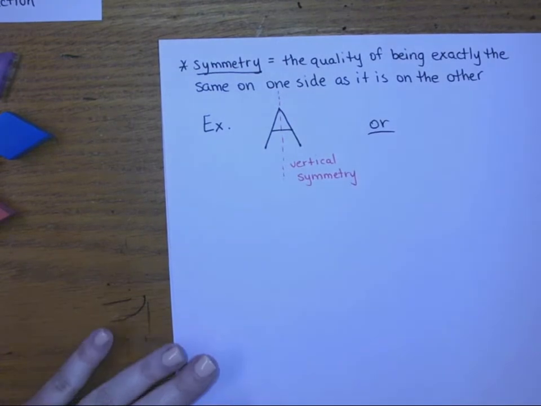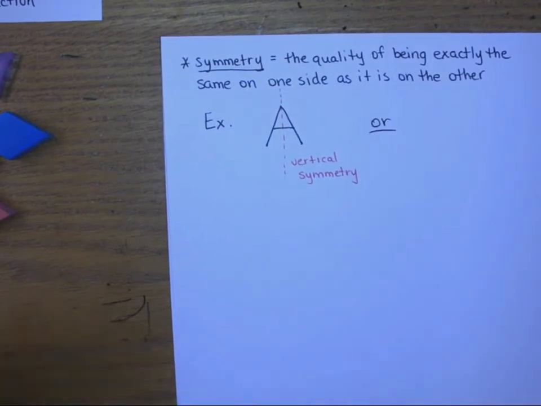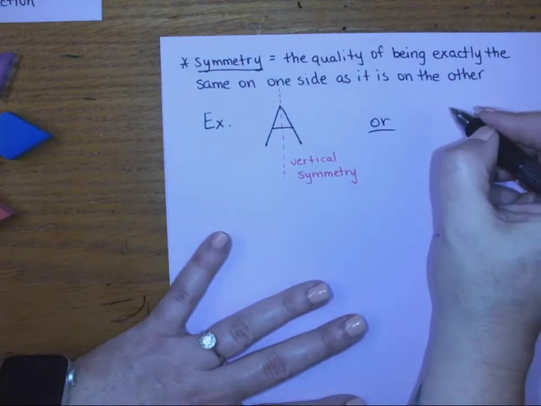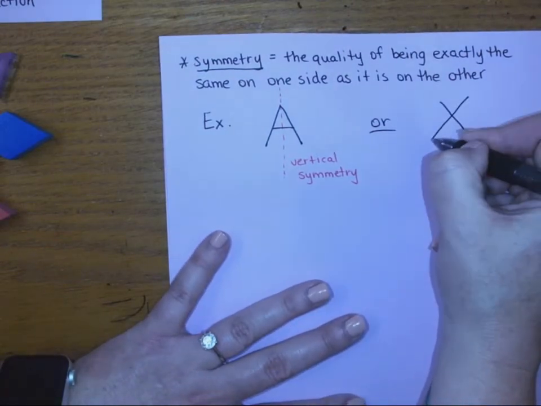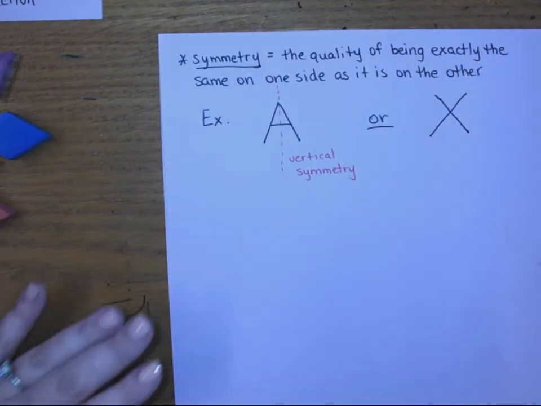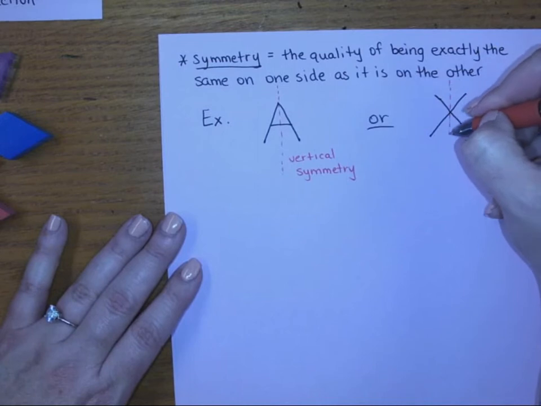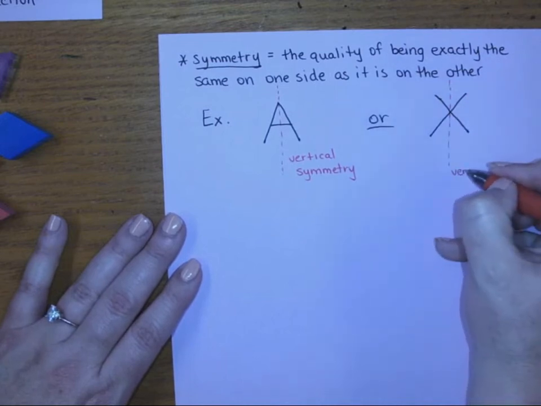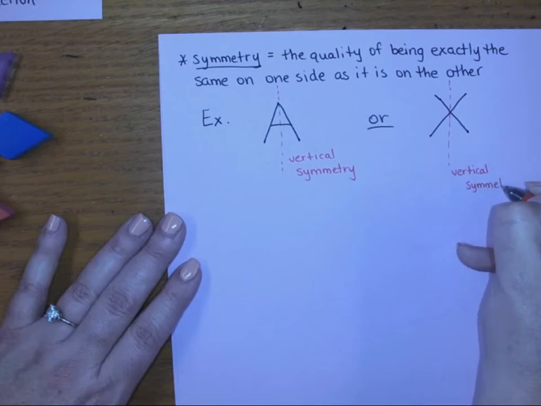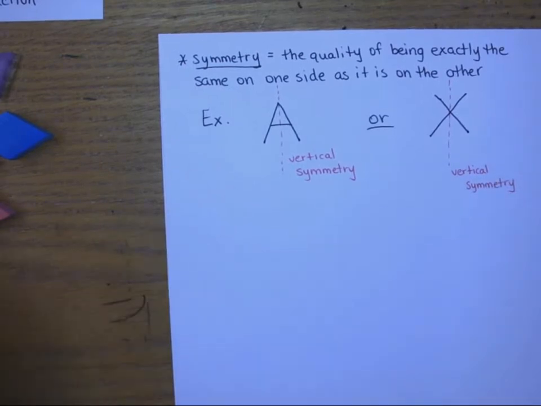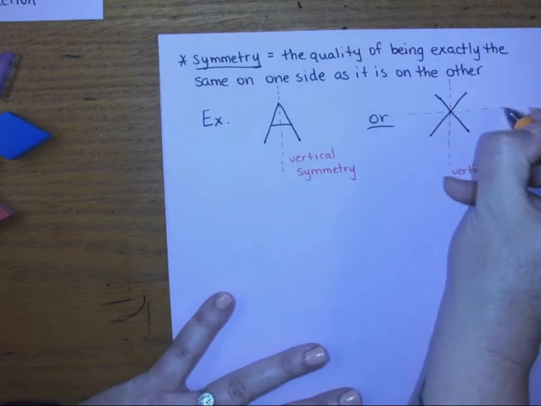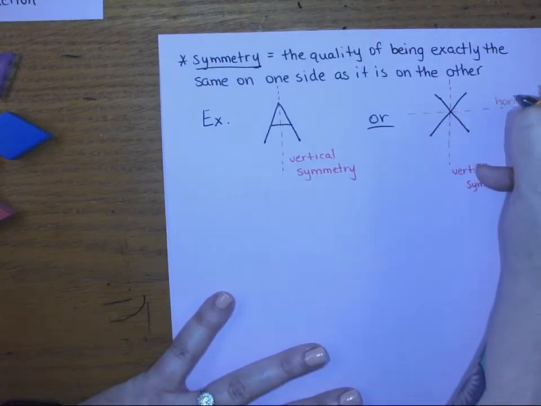So let's look at another letter, the letter X, capital X. Notice this also has, if drawn correctly, vertical symmetry. But notice there's another way I could split that figure up. So I'm going to use a different color pen. Notice I also can cut it this way, with horizontal symmetry.